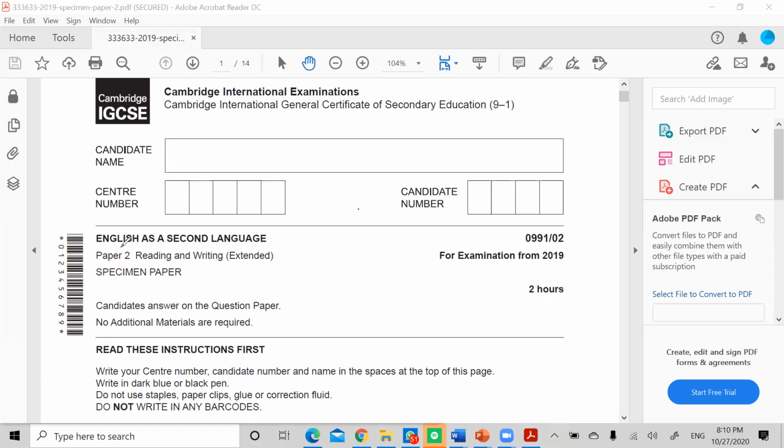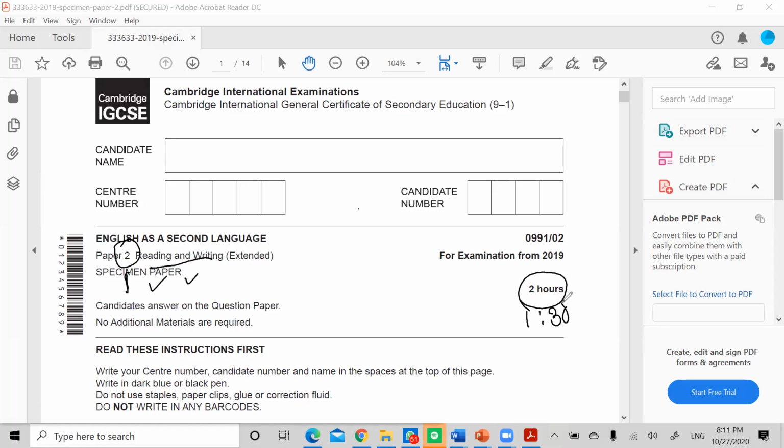Paper 2 is for the reading and writing, and the duration of this paper is 2 hours. As for the other paper, again, it's for the reading and writing, and the duration is 1 hour and 30 minutes. Okay, so these are the differences between the 2 papers.